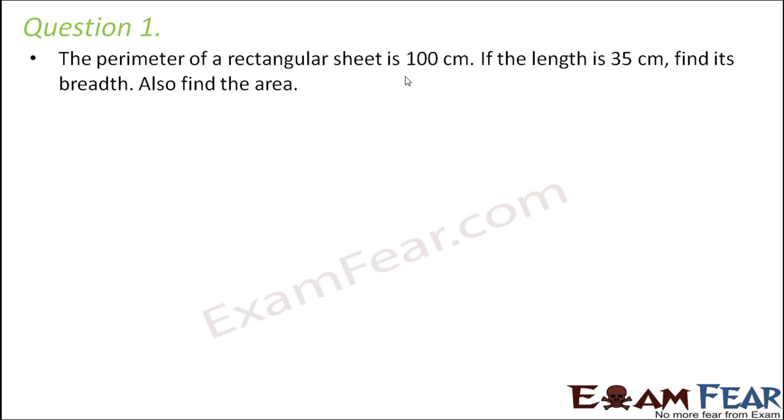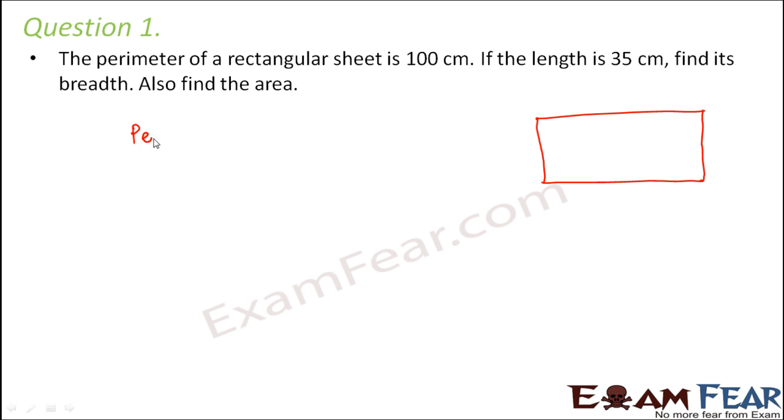The perimeter of a rectangular sheet is 100 centimeters. If the length is 35 centimeters, find its breadth. Also find the area. So basically here you have a rectangular sheet. The moment you have a rectangular sheet, obviously all the sides would not be equal, only opposite sides would be equal. Here it is said that the perimeter is 100 centimeters.